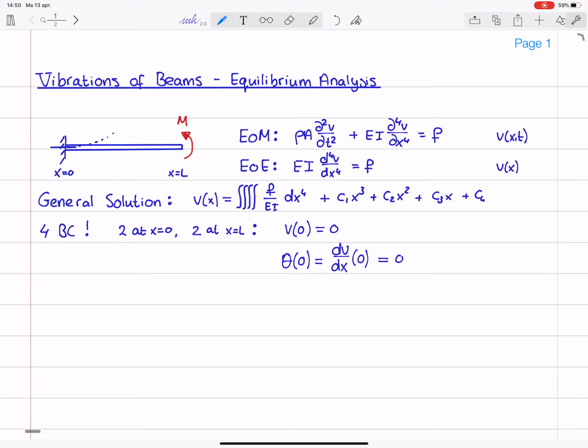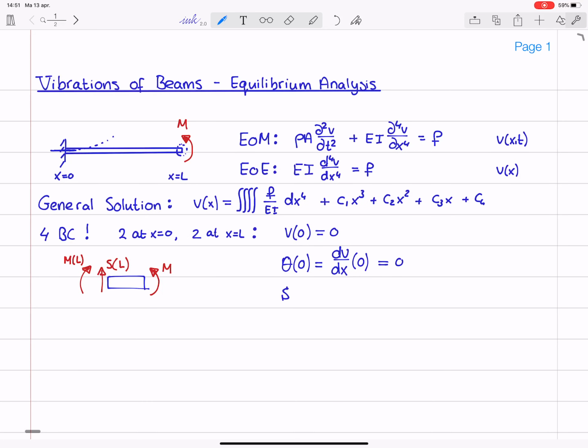Then at the free end, there is no force. Let's make a small free body diagram of this tiny end. On this side we have this external moment. Now following the sign convention, here we have a shear force S at L and an internal moment M at L. So from this free body diagram we can see what the other 2 boundary conditions are. We cannot say anything about v nor of the slope. They will be non-zero and still need to be solved. But at least we know that the shear force S at L is equal to 0, and that the bending moment at L equals this externally applied bending moment.